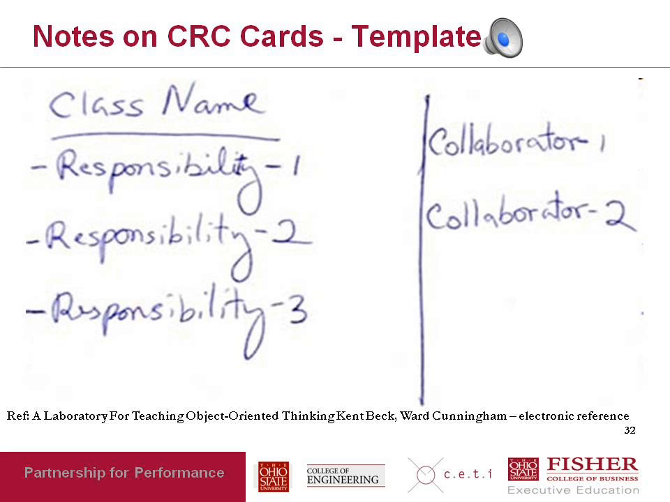Some CRC card techniques allow you to list collaborators on the other side as well, or you might list the class name and the collaborators here and the responsibilities on the other side. It's all up to you. But basically, the idea is you're capturing objects and classes on 4x6 index cards.